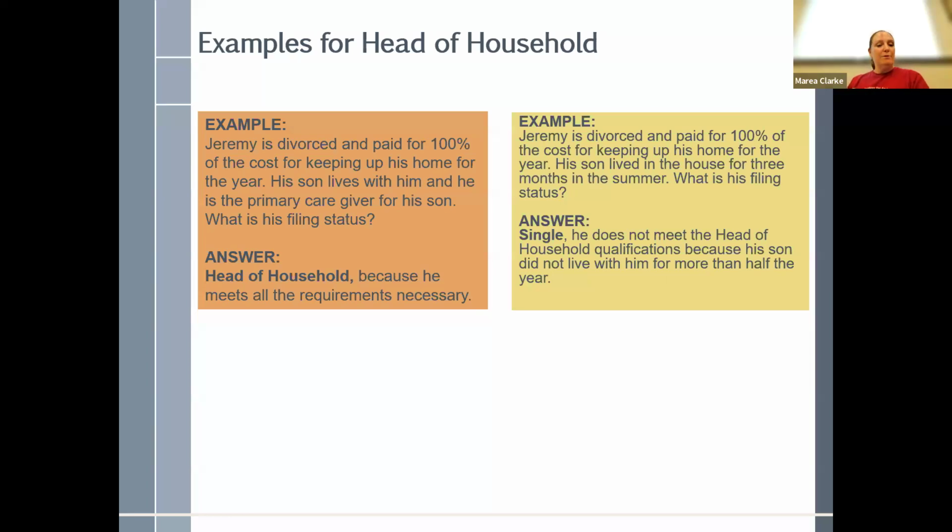So we'll do a couple of examples. Jeremy was divorced, paid 100% for the cost of keeping up his own home. His son lives with him and he is the primary caregiver for his son. What would his filing status be? The answer is going to be head of household, right? Because he meets all the requirements. He is unmarried or considered unmarried.